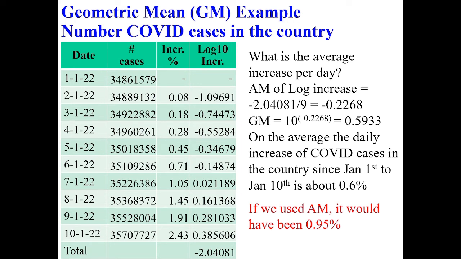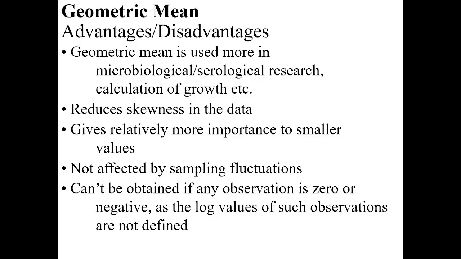See the difference, how much it is. The arithmetic mean appears to give a very high average increase per day as compared to the 0.6 we got from using the geometric mean.